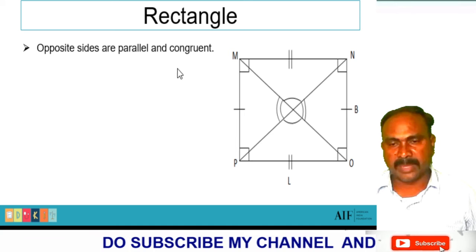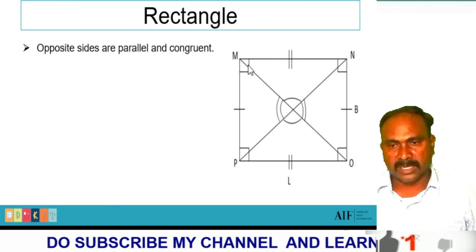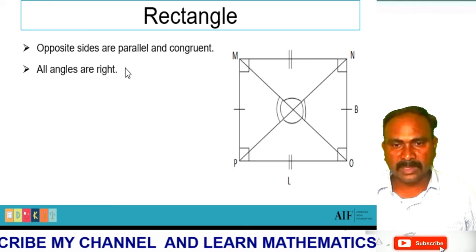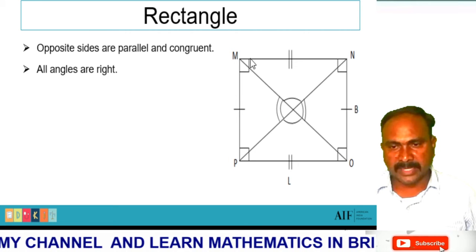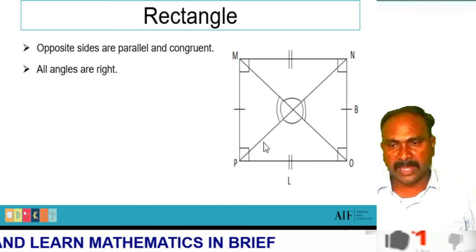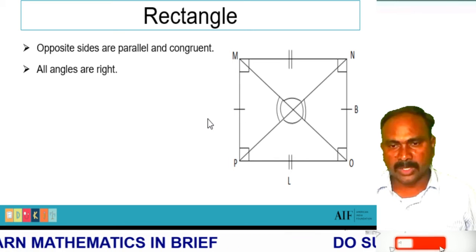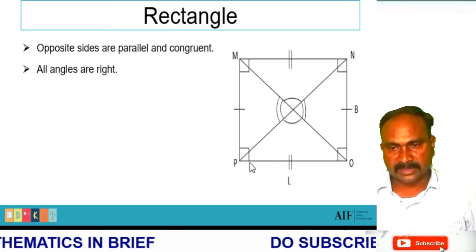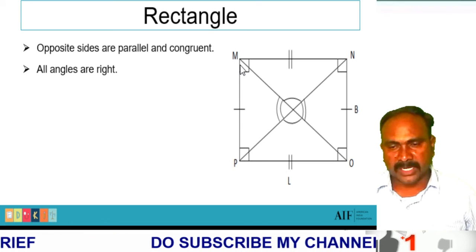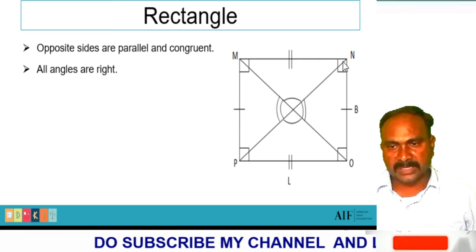Opposite sides are parallel and congruent. All angles are right angles. Here angle M, angle N, angle O, angle P. Opposite sides: here PO equals MN. Second pair, MP equals NO.